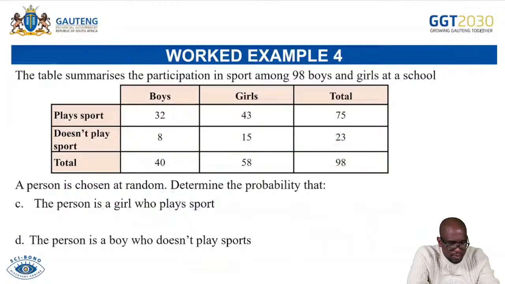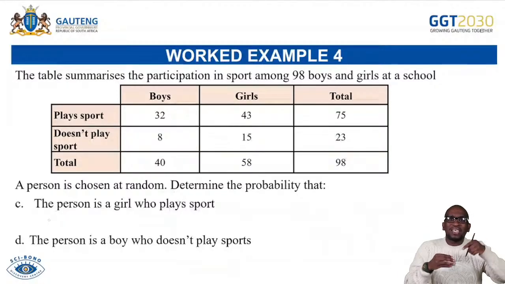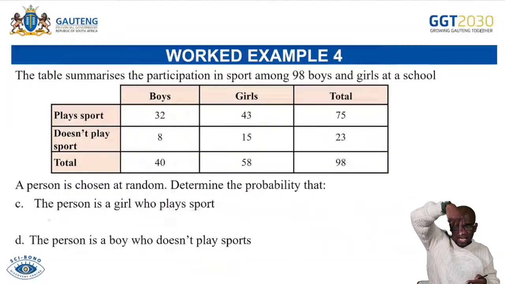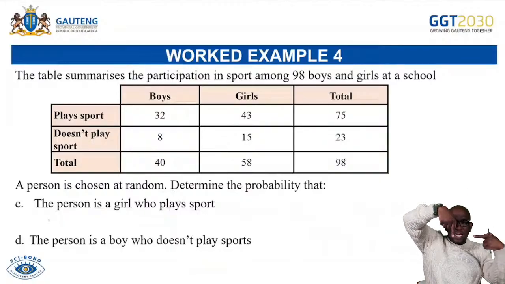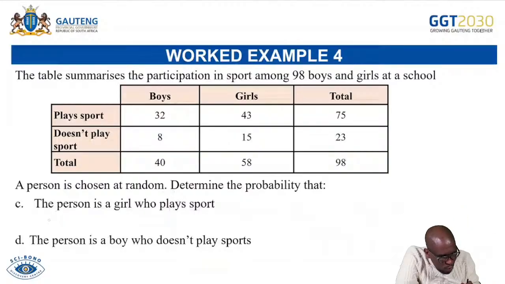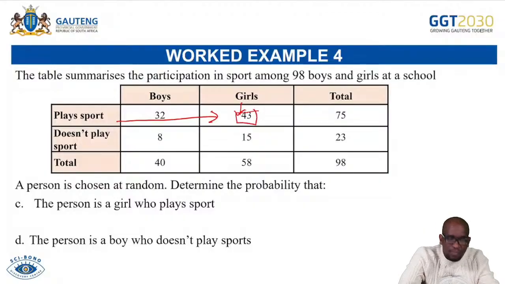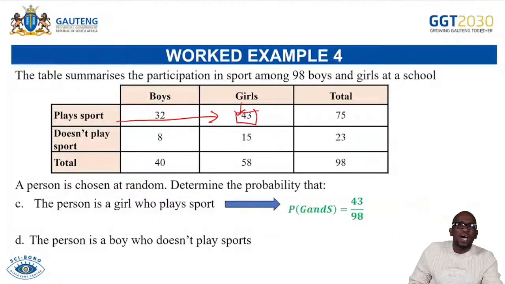And then from there, up next, determine the probability that a person is a girl who plays sport. So now we are looking at the intersection between a girl and those who play sport, where girl meets play sport. So we want the number of girls that play sport. We are looking at this particular intersection, the number of girls that play sport. So this would be 43 divided by 98, because these are the girls that play sport.